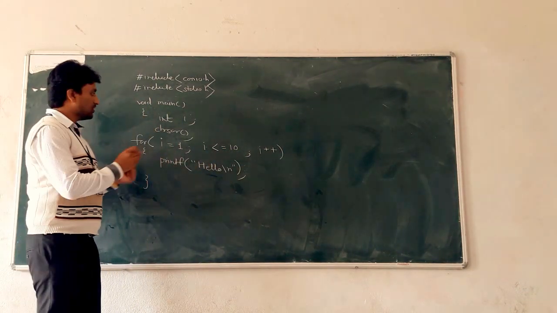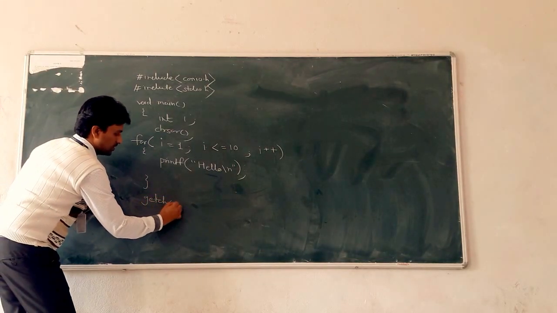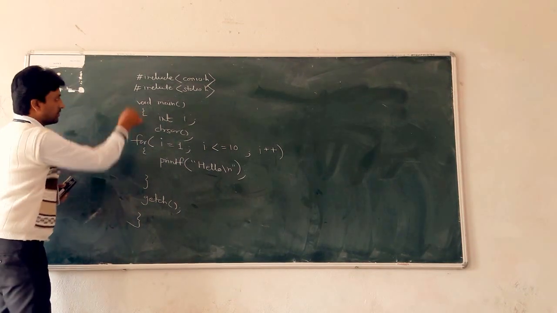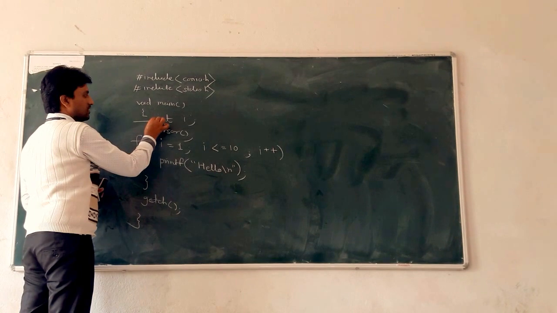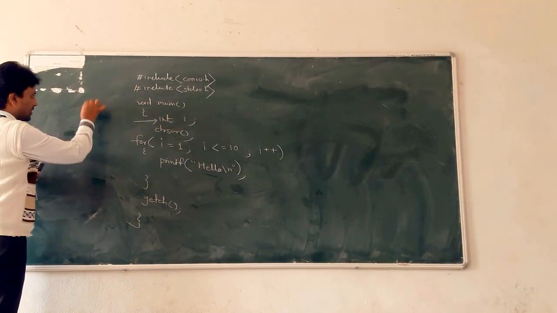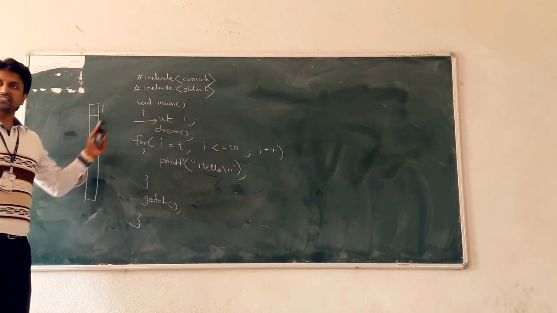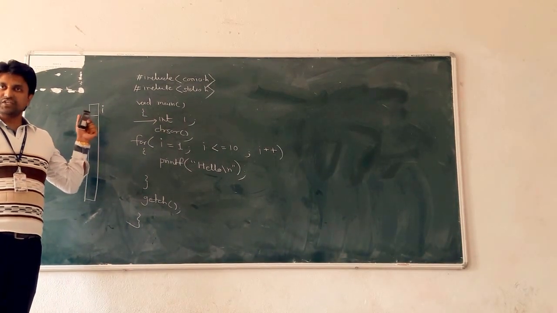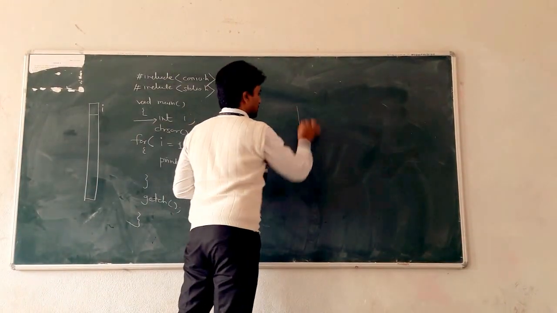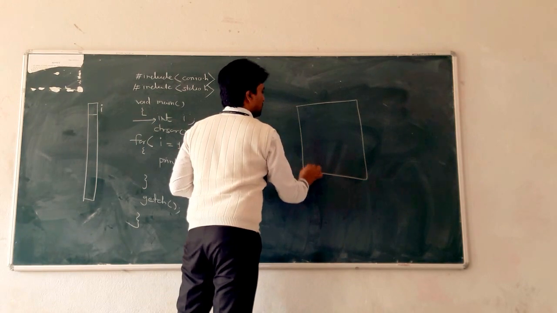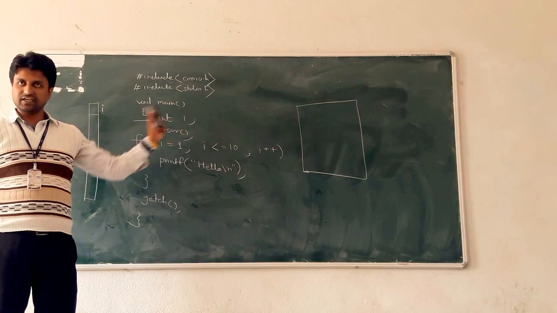So what is the execution flow of this program? Last is getch and the for loop, and the main function is completed. First, int i is executed, that is on the RAM. i is just declared, so the initial value is garbage. Next, clear screen means whatever text was previously on the console window gets cleared.